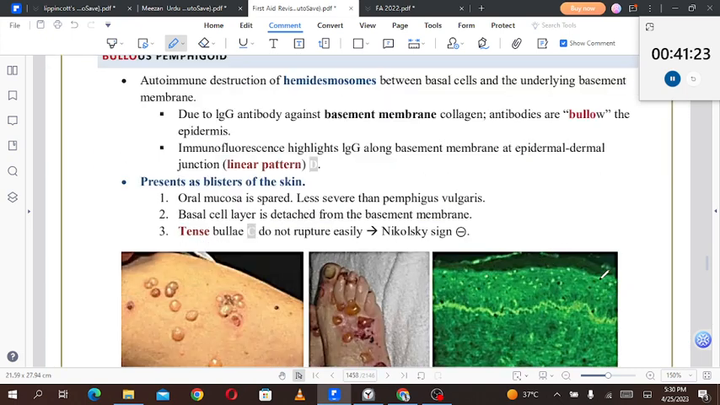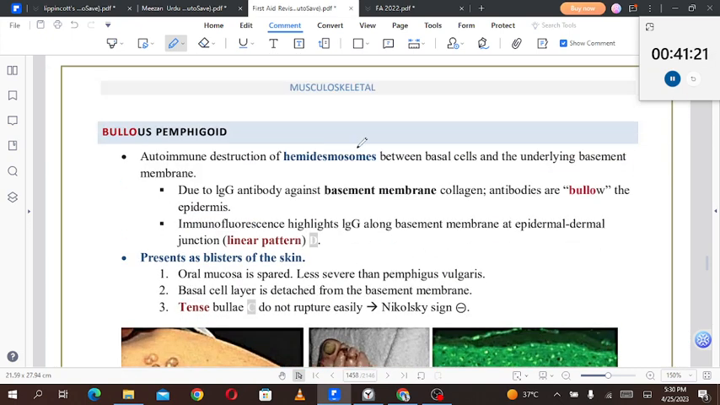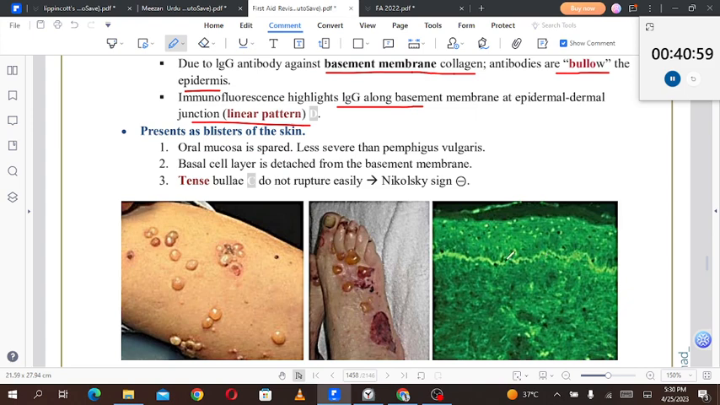Moving forward, what is bullous pemphigoid? Autoimmune destruction of hemidesmosomes between the basal cell and underlying basement membrane due to IgG antibodies against the basement membrane collagen. Antibodies are below the epidermis. So antibodies which are below the epidermis will cause bullous pemphigoid. Immunofluorescence highlights IgG along the basement membrane at the epidermal-dermal junction. That is, a linear pattern of immunofluorescence will be seen.